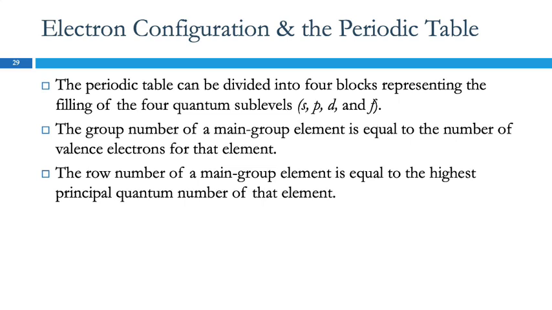Okay, so how can we do this off the periodic table? We can divide up the periodic table into 4 blocks of elements that represent the filling of the 4 quantum sublevels, the rooms in the hotel, S, P, D, and F. The group number is going to tell us the number of valence electrons. The row number, or the period, is going to tell us what the highest principal quantum number is for that element. That's the level of the valence electrons. It's going to tell us what's the highest floor in the hotel that's occupied right now.